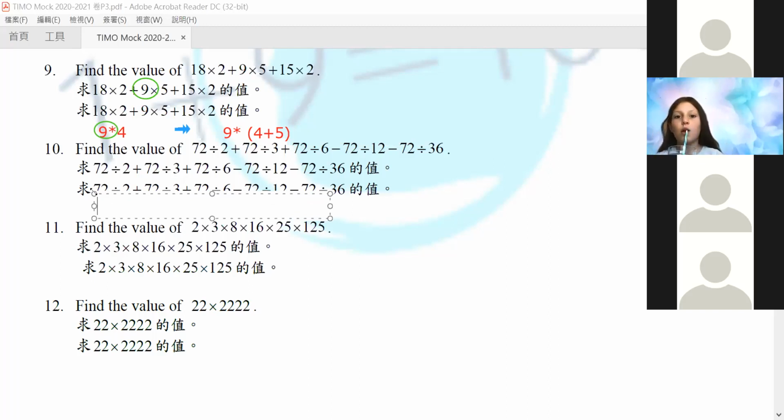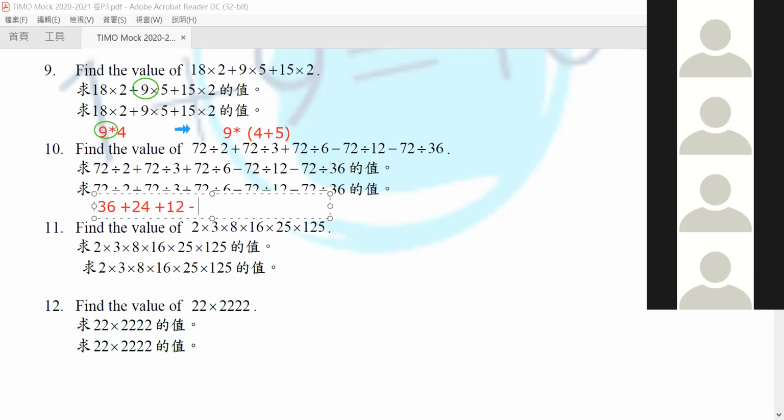So 72 divided by 2 is 36, the next one is 72 divided by 3 is 24. The next one is 72 divided by 6 is equal to 12. And then minus 72 divided by 12 is equal to 6. And then minus 72 divided by 36 is equal to 2. So this is our answer. And we can calculate it, and then we can get the answer is 62.